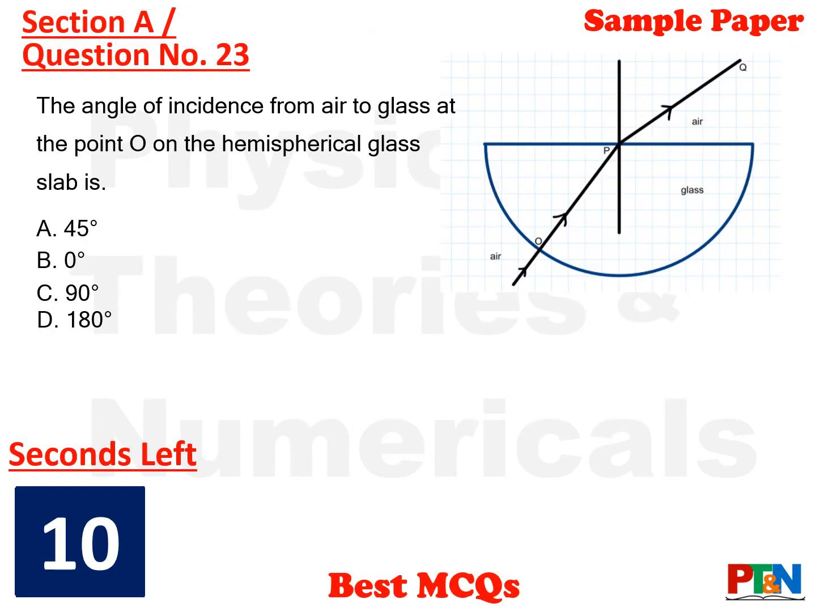Next one, question number 23. The angle of incidence from air to glass at point O on the hemispherical glass slab is, at point O you need to find out the angle of incidence, one of the very basic fundamental question of physics on angle of incidence. 4 options for you, 10 seconds time. Your time starts now.